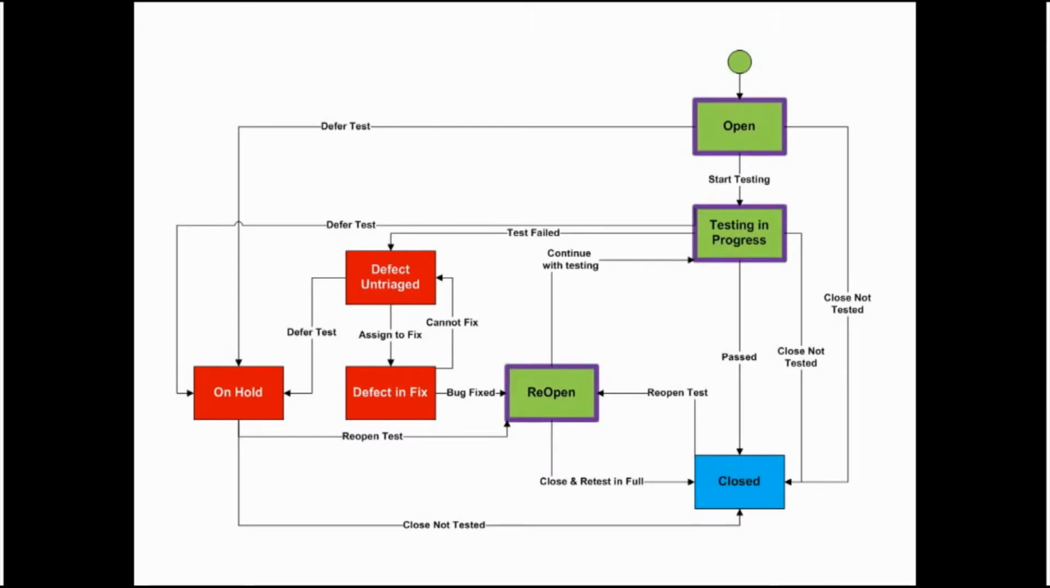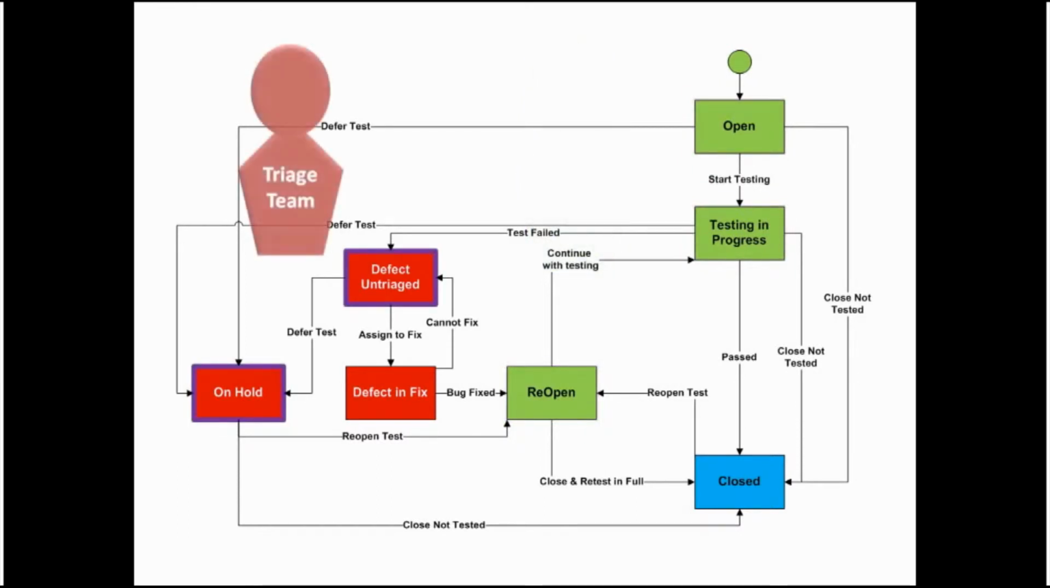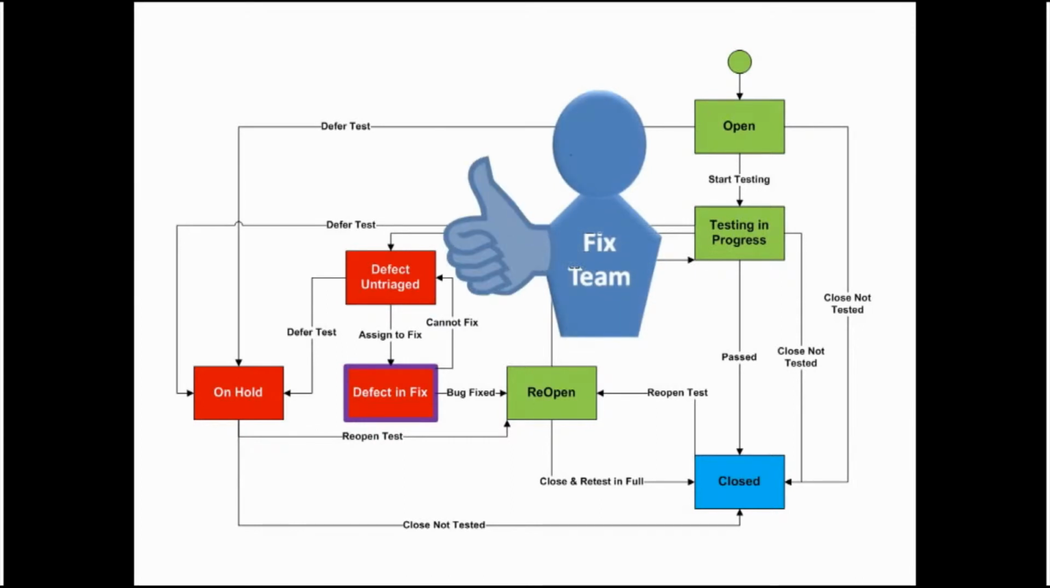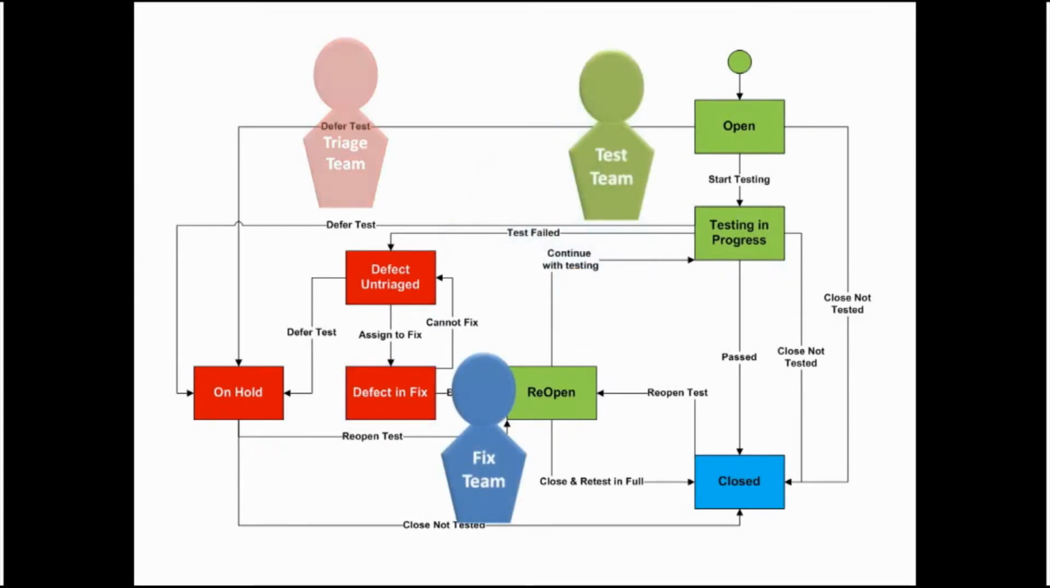Responsibility can be mapped to a test scenario status. Back to the workflow. Open, testing in progress, and reopen. These statuses are the responsibility of the test team. Defect untriaged and on hold, the triage team. And defect and fix is our fix team. A little overconfident there, guys. And we'll be meeting up with the teams shortly.